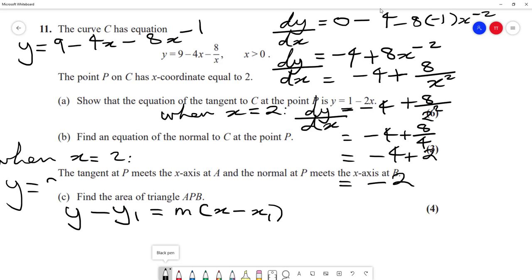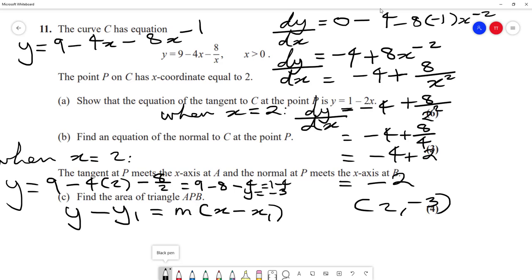So when x equals 2, y is going to be 9, take away 4 times 2, minus 8 over 2. Well, that's 9 minus 8, and then 8 divided by 2 is 4, so I get minus 4. So I get 1 minus 4, so the value of y equals minus 3. When I write my coordinate down, I get 2 and minus 3. So this is what x1 is, and this is what y1 is.